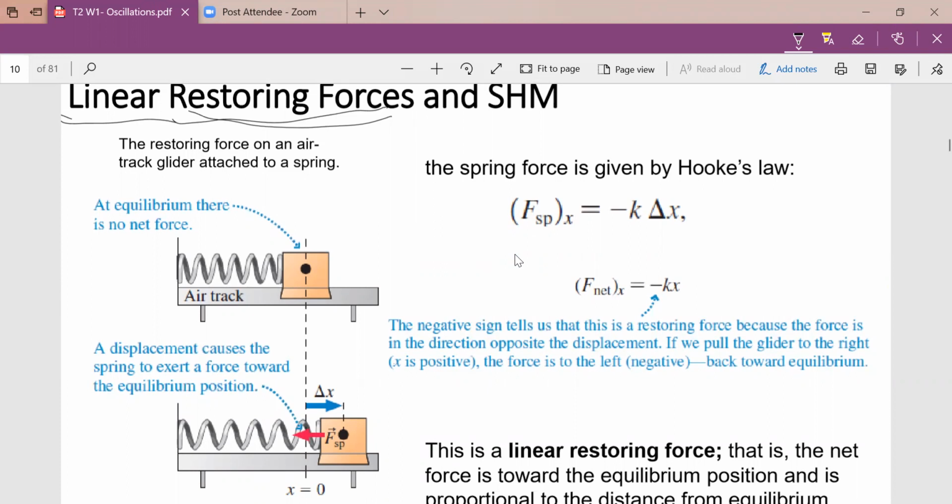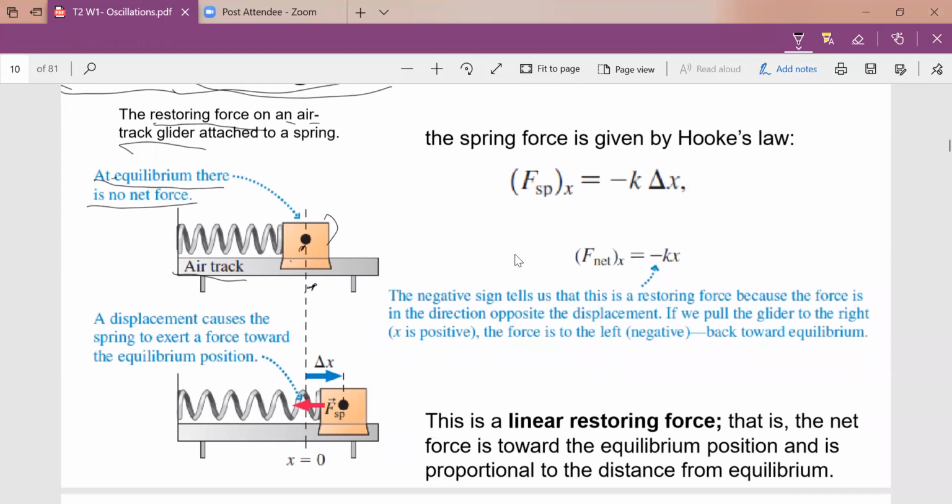We'll look at the air track with a glider on a spring. This is the air track. This is a glider. And at this position, we describe it as the position where the net force is 0, the glider is at equilibrium here. Now you can choose to pull the spring to the right or to the left. Remember, we said a pull to the right is positive and a pull to the left is negative.